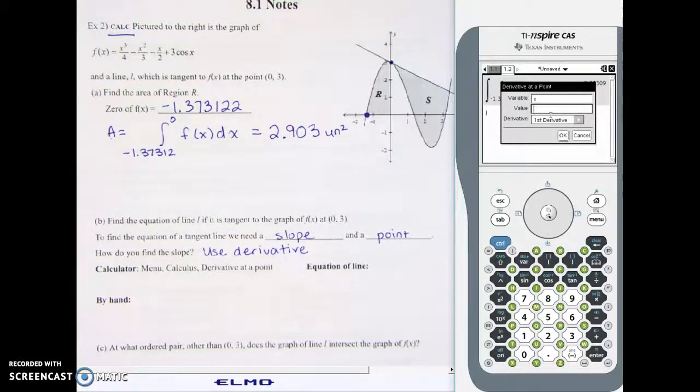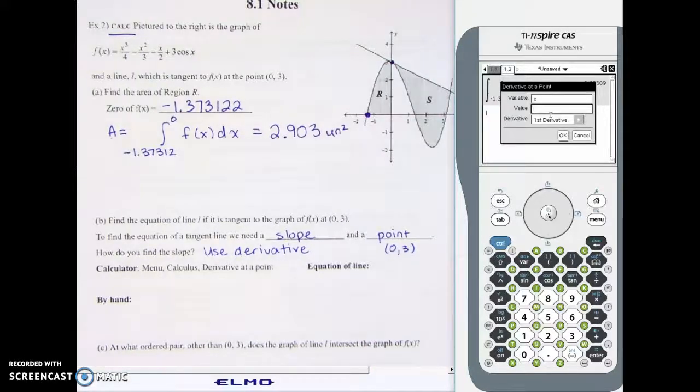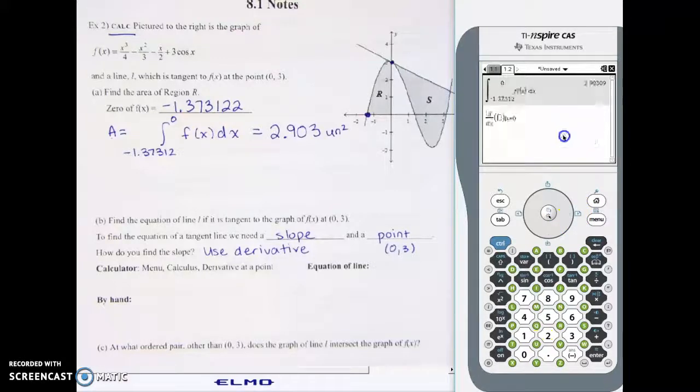Do we have a point? We have a point, right? The point is 0, 3. So we want to find the derivative of this curve at x equals 0. So the value here will be 0, just the first derivative. Now, you remember, you can retype that in, but don't we have this function stored in the calculator? Isn't this awesome? So you can go to var and pick it up again. So you can use that to find the derivative or the integral.